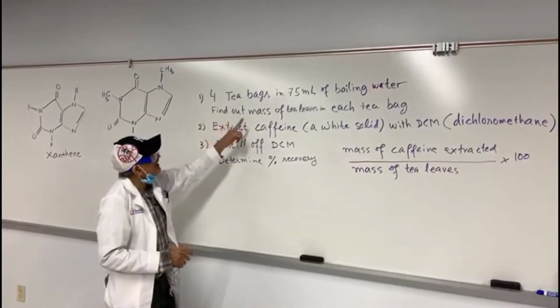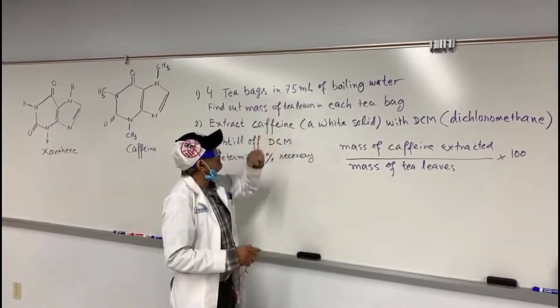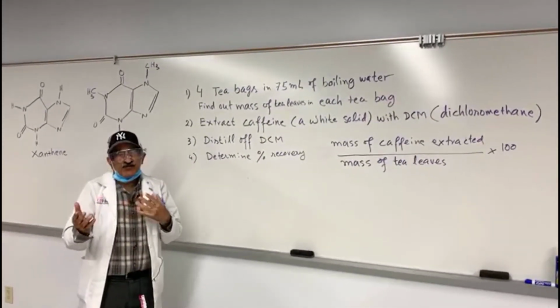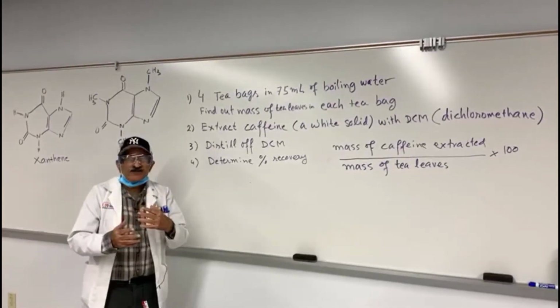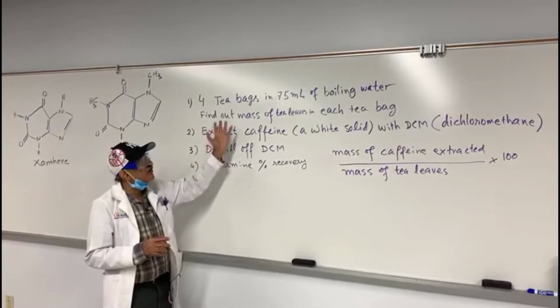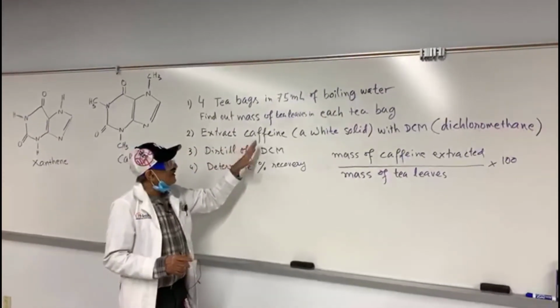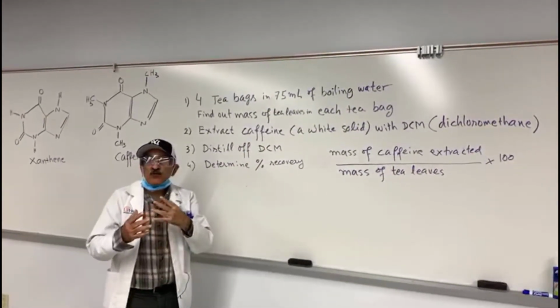Anyway, we'll be boiling the tea bags in 75 ml of boiling water. It's just how you prepare tea basically. Caffeine is soluble in hot water. It's not very soluble in cold water. So you have to boil it. Okay? After boiling, you basically cool it. And after cooling, you have to start working up.